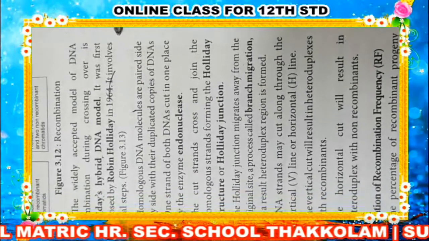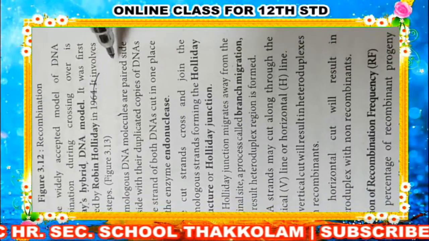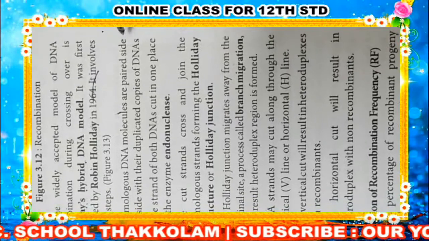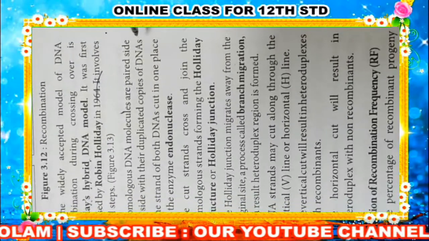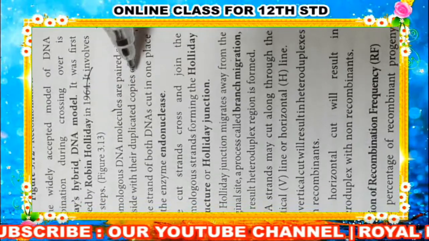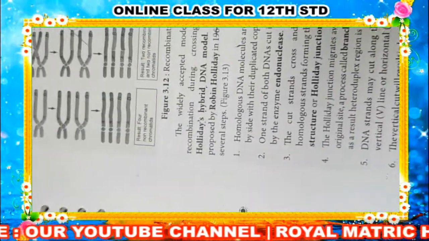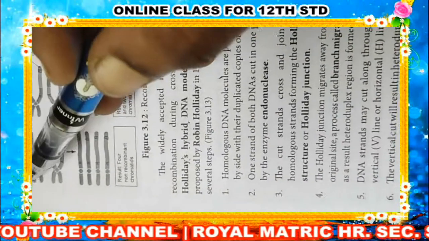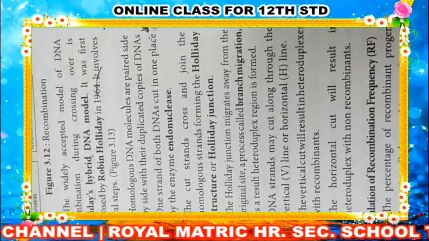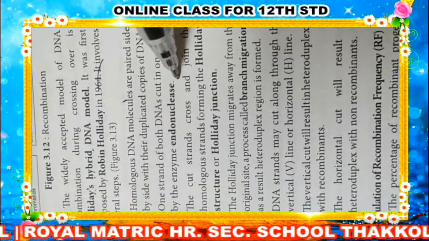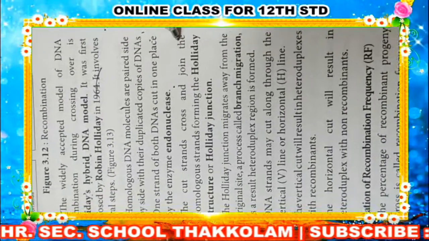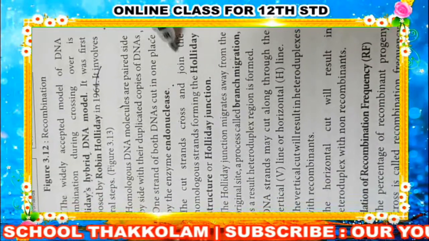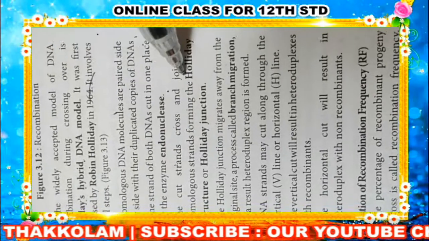And it involves several steps. Homologous DNA molecules are paired side by side with the duplicate copies of DNA. One strand of the DNA is cut in one place, by an enzyme known as endonuclease. The cut strands cross and join the homologous strands, forming the Holliday structure or Holliday junction.